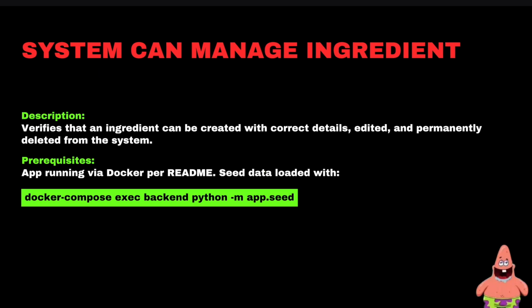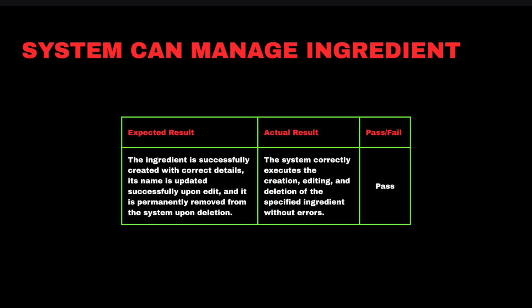Next, the system can manage ingredients. This test case will verify that an ingredient can be created with correct details, edited, and permanently deleted from the system. Here are some steps, and the result is that the system successfully executes the creation, editing, and deletion of the specified ingredient without any errors.